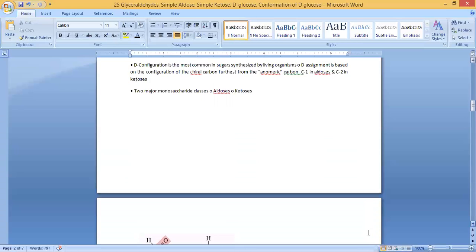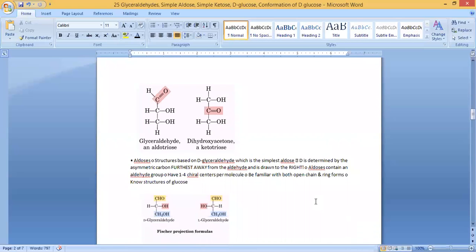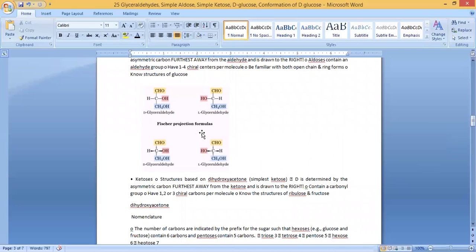So what are aldoses? Aldoses are structures based on D-glyceraldehyde, which is the simplest aldose. They have aldehyde groups. So this is aldose, and this is ketose, because this has the aldehyde group and this has the ketone group. CH is the aldehyde and C double bond O is the ketone group. This is the Fischer projection of glyceraldehyde. This is D, this is L, glyceraldehyde.